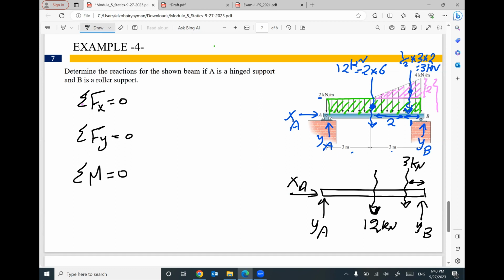Do you have any question? Do you have any question regarding the equivalent or the distributed load?